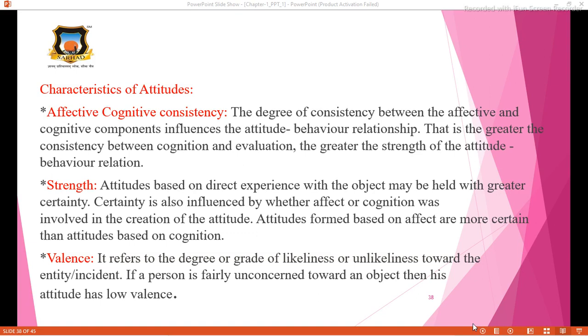The next is strength. Attitudes based on a direct experience with the object may be held with a greater certainty. Certainty is also influenced by whether affect or cognition was involved in the creation of the attitude. The attitudes formed based on affect are more certain than attitudes based on cognition.